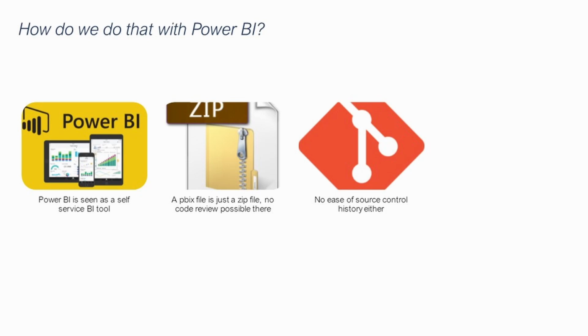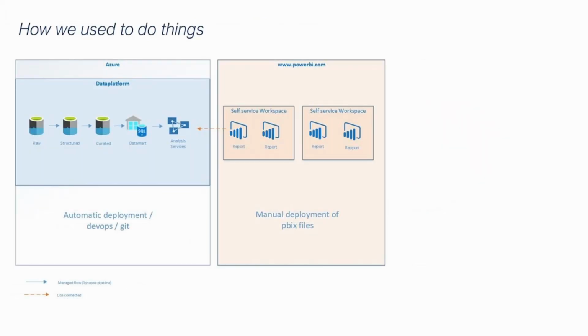So how did we used to do things? Well, on the left side you see Azure, which has automatic deployment, DevOps, Git, and that's source control. So you see a data lake which has several layers, right? You have a raw layer, a structured layer, a curated layer. Could also be bronze, silver, gold if you prefer that kind of architecture. Basically the same thing but different names. One is the Databricks name and the other one is, I think, the Microsoft name, I'm not quite sure. But yeah, that is all the managed part of the solution.